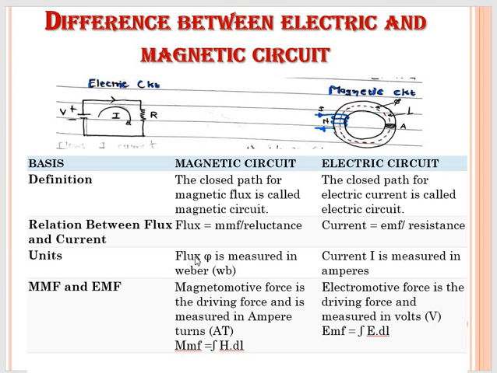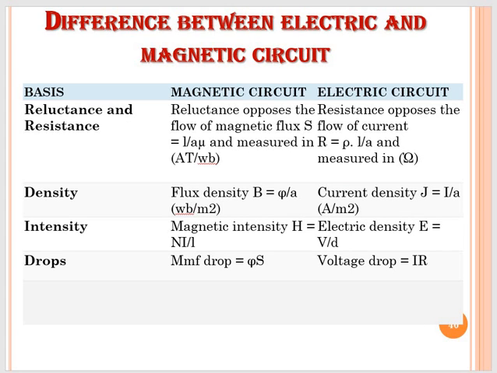So if the question asks for 7 marks, then you have to write 7 points considering this figure. If it asks for 4 marks, then you have to write a minimum of 4 points for each circuit.